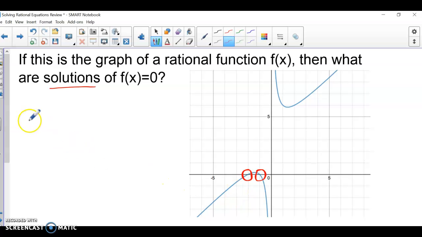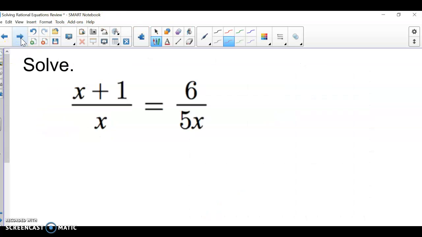So for this one, we have two solutions, and our two solutions are -2 and -1. Those are the solutions to that particular function. You'll be given a picture just like this and asked to identify where it crosses the x-axis. So hopefully that one won't give you any difficulty on your quiz tomorrow.